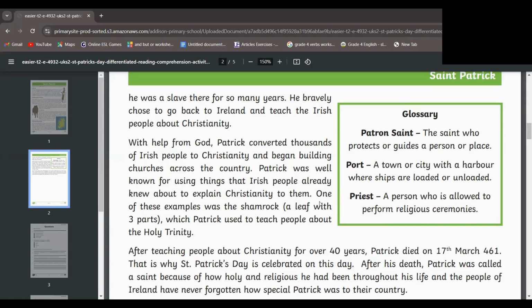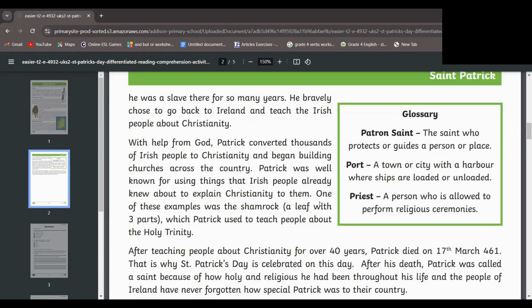So at first, his family all believed in Christianity and religious beliefs, but he did not. And then he was captured for 6 years to Ireland. Then he prayed for his first time, and God answered his prayers, and he escaped from Ireland.